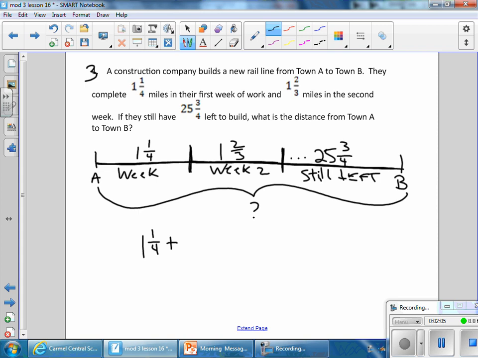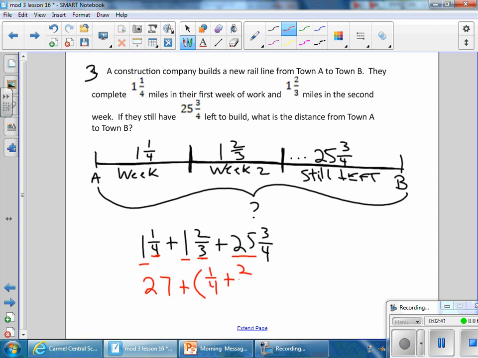1 1/4 plus 1 2/3 plus 25 3/4. I'm going to take my whole numbers first. I can do that mentally. If you're not ready to do it mentally, separate it out in parentheses. 1 plus 1 plus 25. It's 27. Then do my fractions. I have 1/4, 2/3, and 3/4.